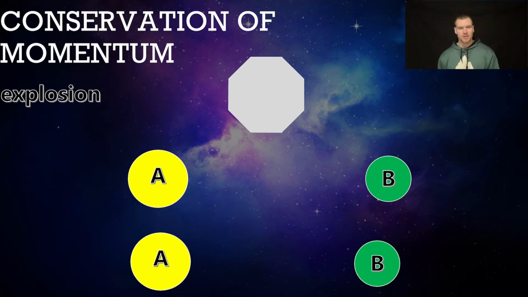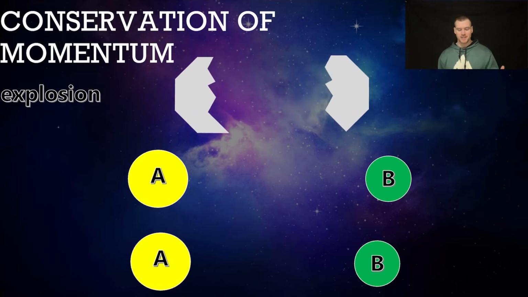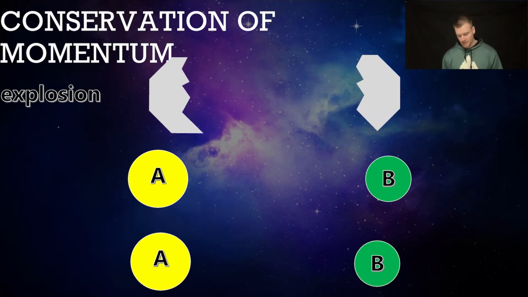So let's say we have this object and it explodes and it breaks into these two pieces. How would momentum be conserved? Well, to start, momentum was equal to zero. It was just stationary. But now we have movement, or we do have momentum of these pieces. It seems like it wouldn't be conserved, but here's where we have to remember that momentum is a vector.